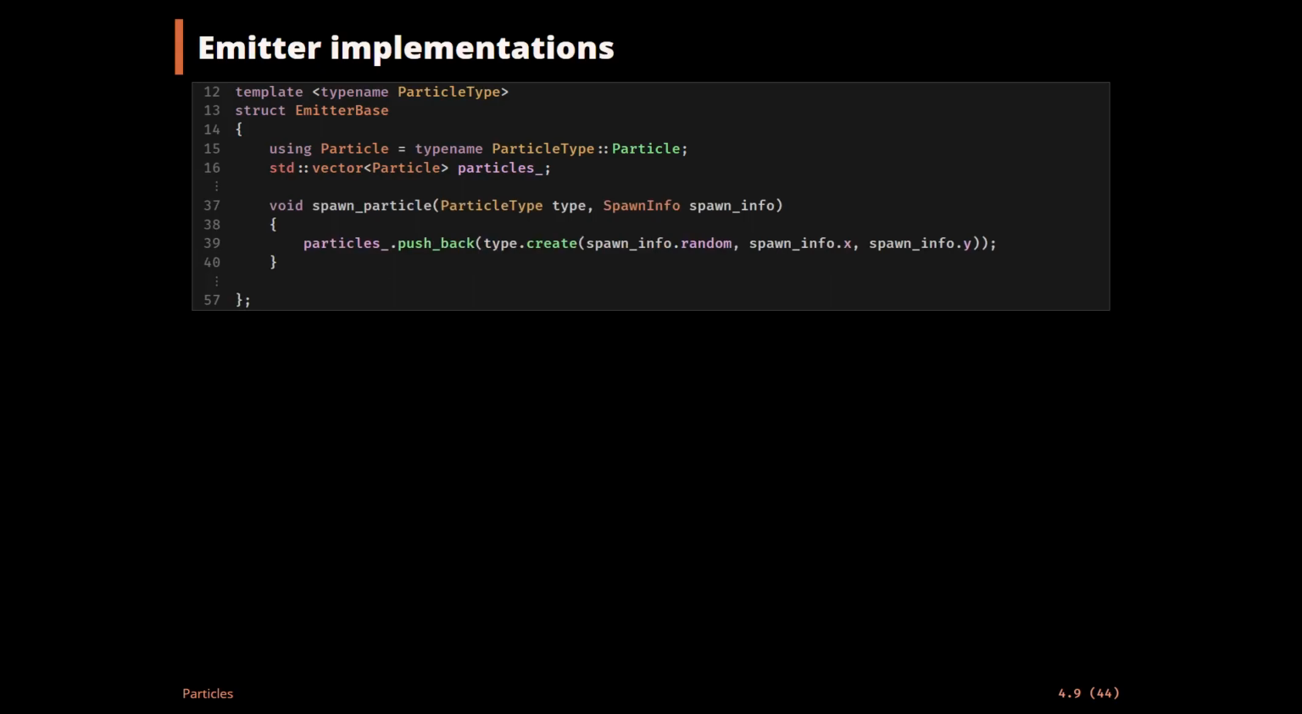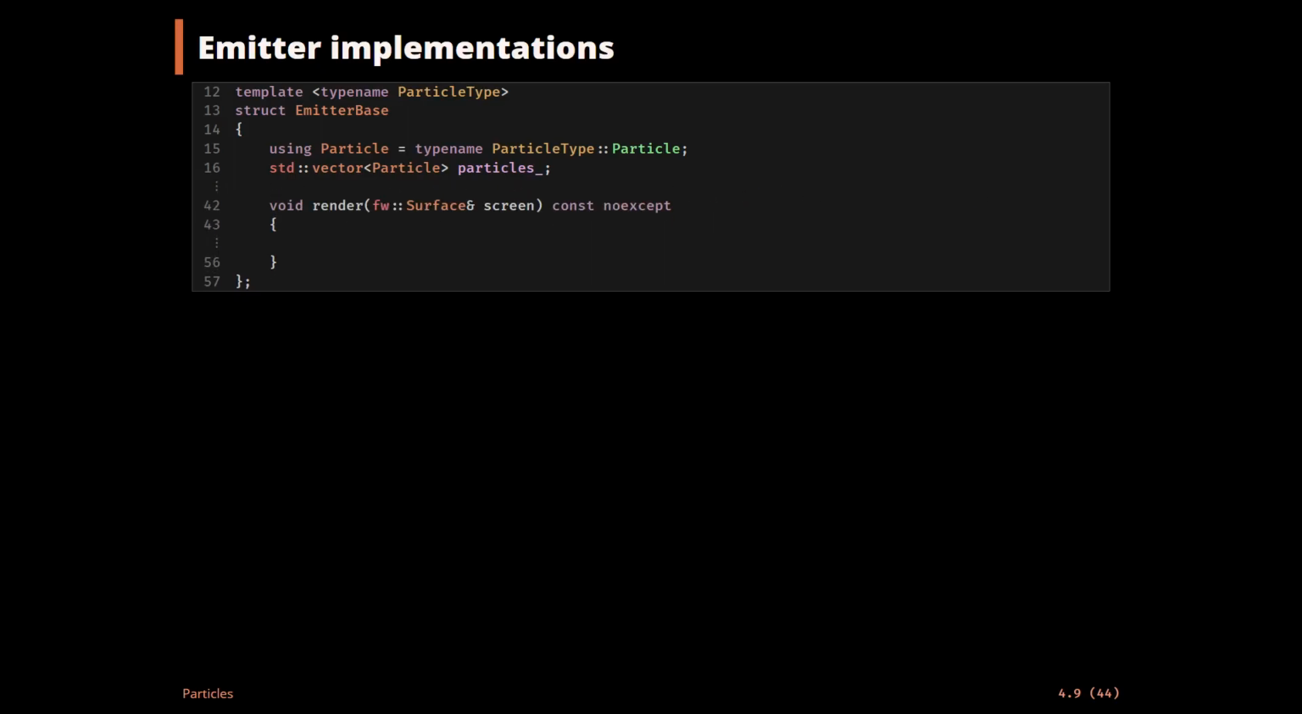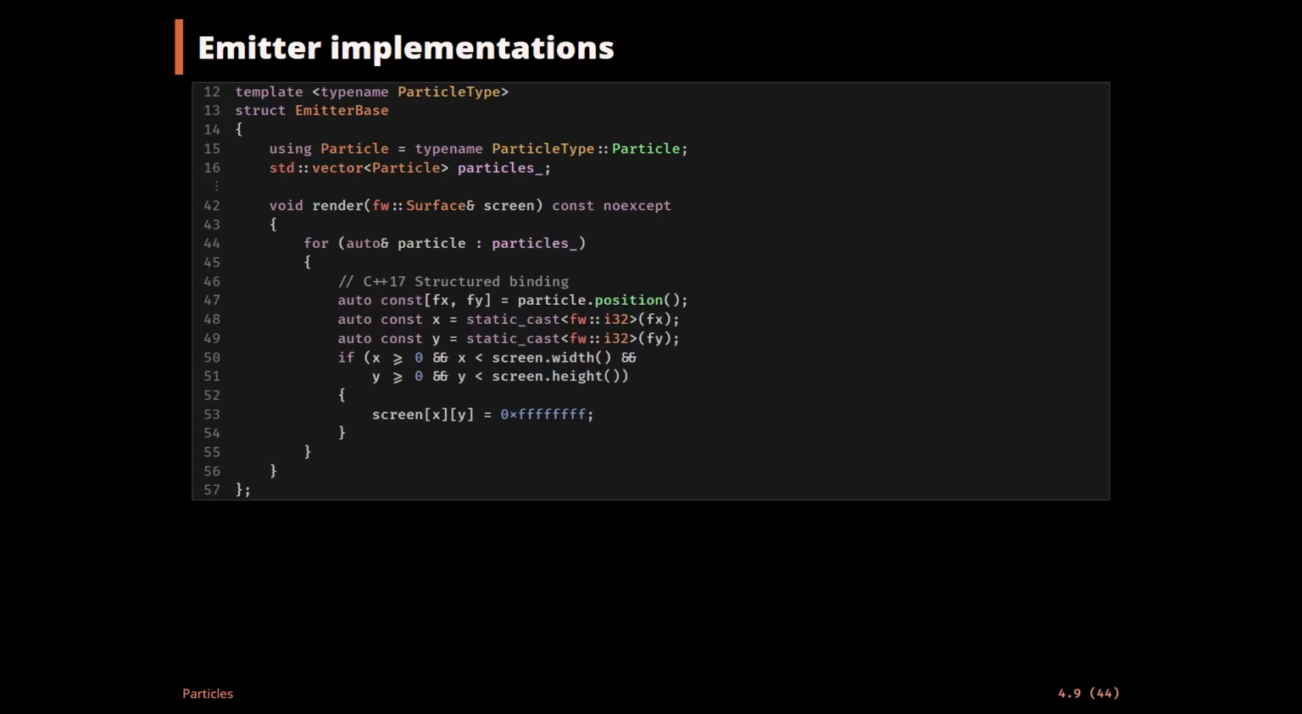This is relatively simple. It just calls create on the particle type, which is one of the first functions I showed, right? And it's just going to give spawn info.random, spawn info.x, spawn info.y. So it's just going to create a new particle and push it back to the vector. Then render. This is going to iterate over all the particles.